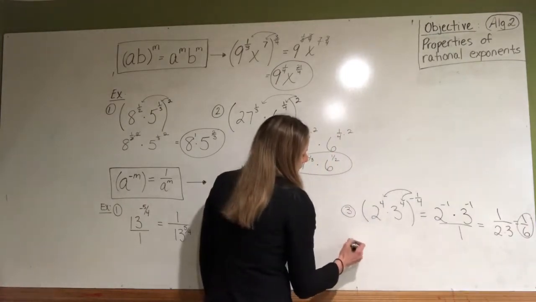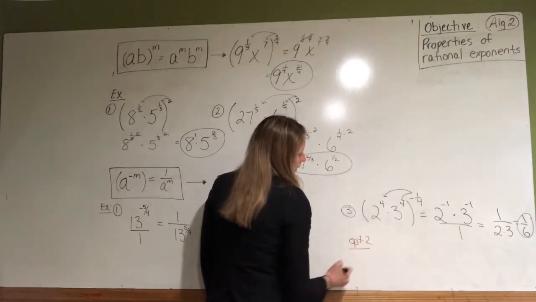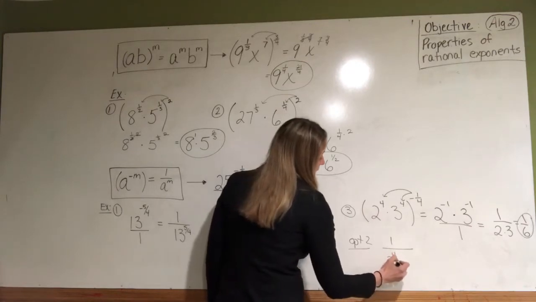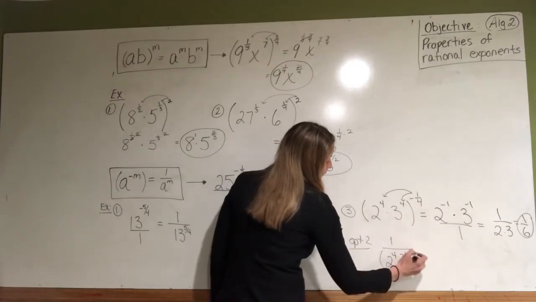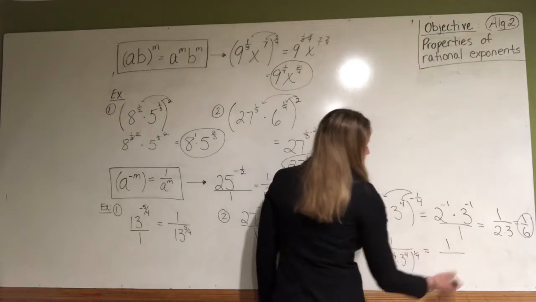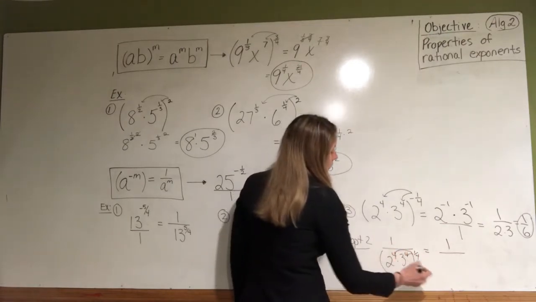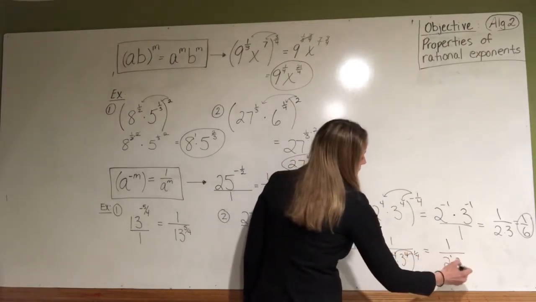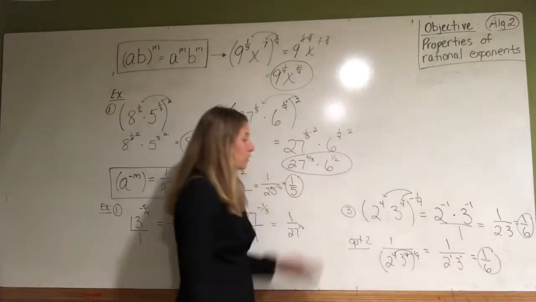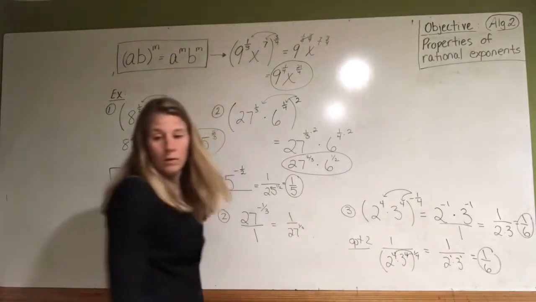Now, option 2. If you did move the whole thing down to the bottom to begin with, like that, then that 1/4 would have become a positive 1/4, and then you would have just progressed from there. So you would have distributed those, getting just 2 to the first times 3 to the first, which would have still given you that final answer of 1/6. So either option for that.